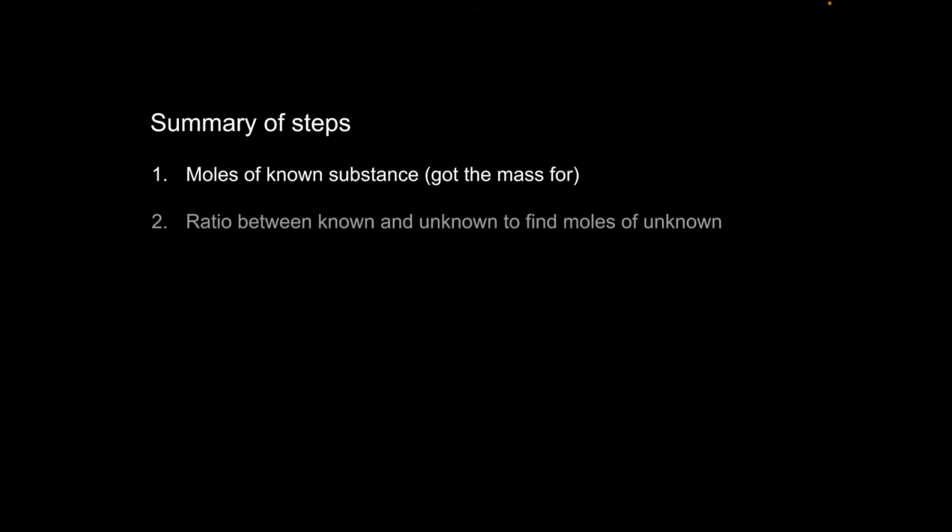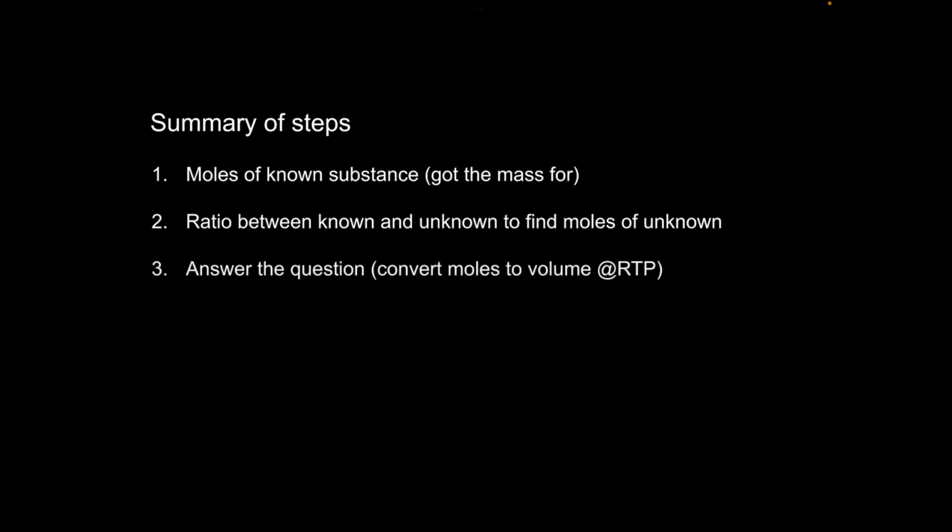So like I did with the reactant mass video, we'll just finish with a summary of the steps. So the first thing we've done is calculated the moles of the known substance. Obviously that's the one that we had the mass for. Step 2, we apply the ratio between the known and the unknown to find the moles of the unknown. So obviously that's the gas in this case that we had to calculate the volume for. And then 3, just answer the question. So we just converted the moles to a volume at RTP, applying that molar gas volume rule, but remember to beware of your units, so they don't always necessarily want the final volume in decimeters cubed. So just be mindful of that.